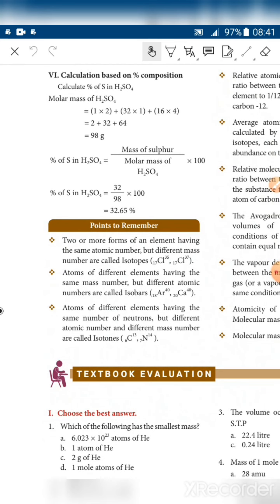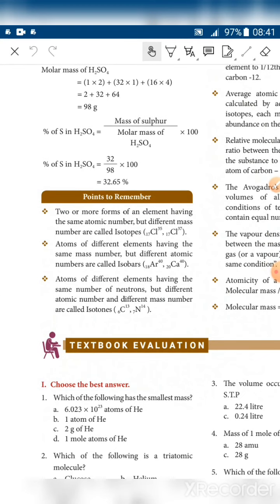That you have to write as the denominator. So the mass of sulfur is 32 in the given compound. So 32 by 98 into 100. When you cancel, you will get 32.65 percent of sulfur present in 98 gram of sulfuric acid.